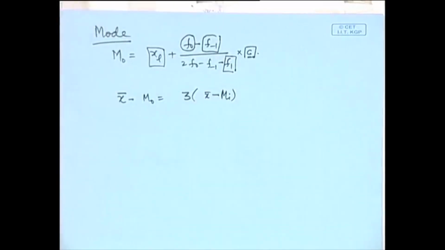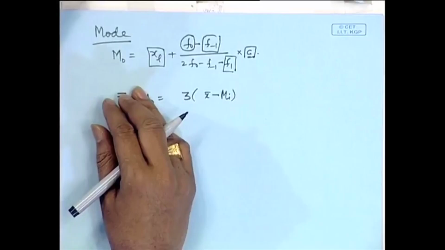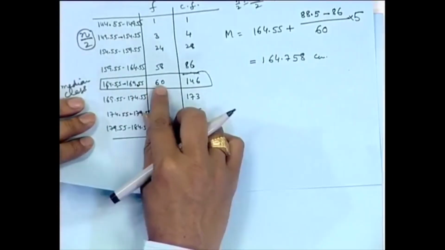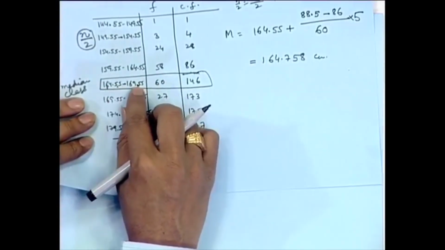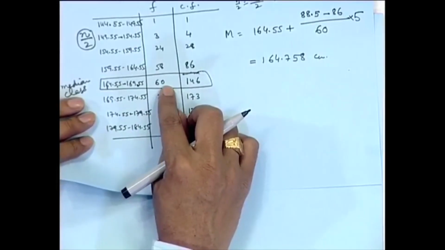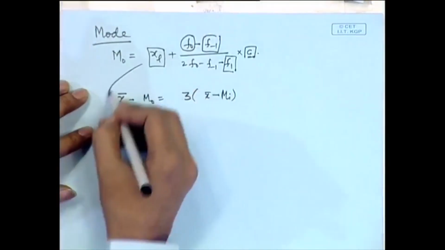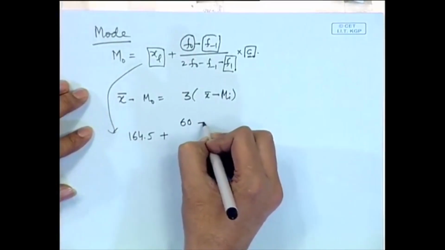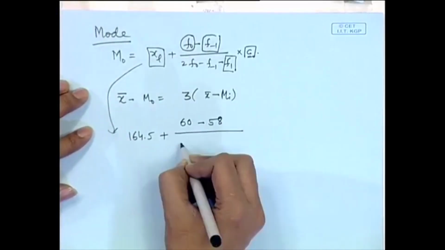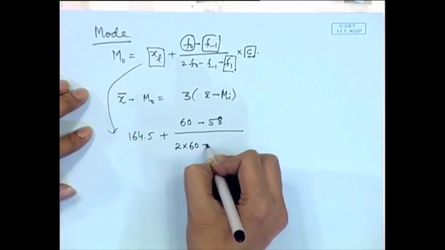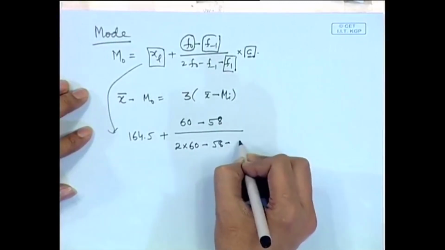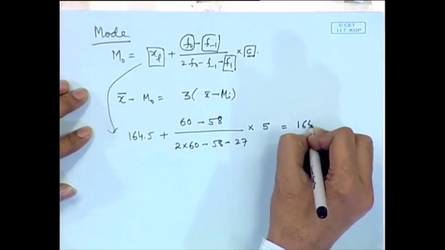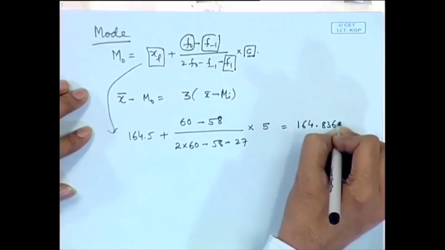If we consider the frequency classified data that is given in this particular table, then you can easily see that the modal class is 164.5 to 169.5, because this is having the highest frequency. So, for this particular case, x L is 164.5, plus 60 is the frequency of the modal class, 58 is the frequency just before that, then twice f naught minus f minus 1 minus f 1, that is the frequency of the next class, into the length of the class interval. So, after simplification, it turns out to be 164.836 centimeter.